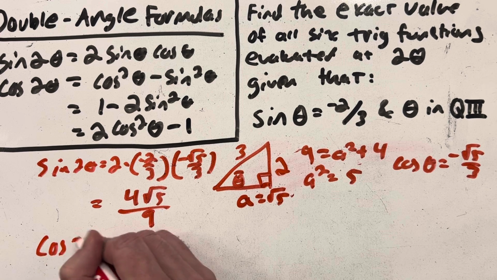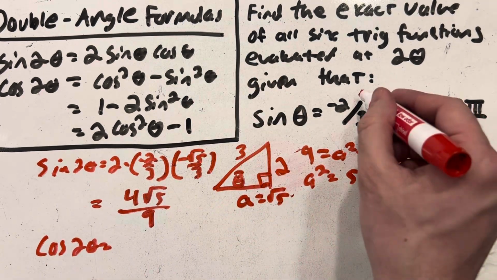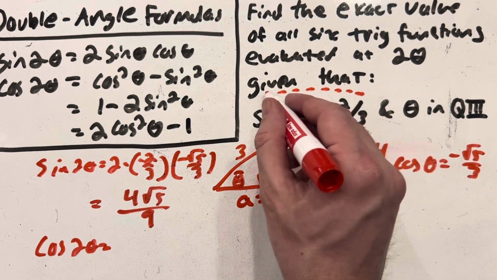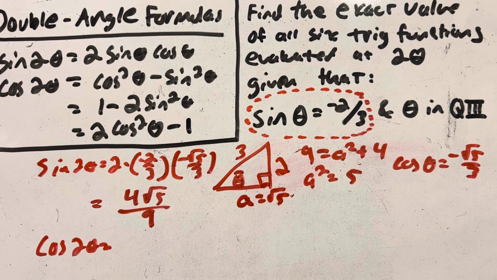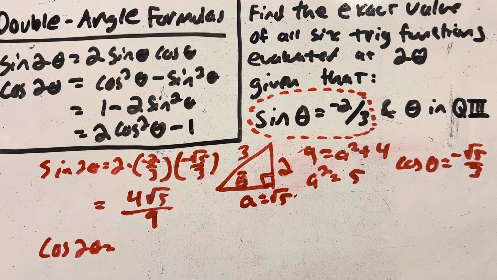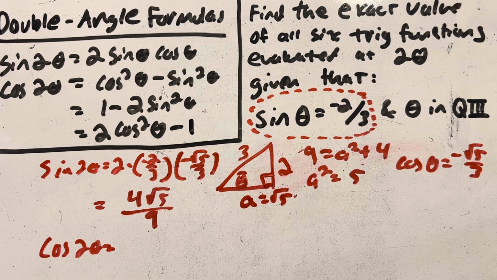All right, cosine of 2 theta. I could use any of these formulas I wanted to, but I'm going to use the one that only makes me use the sine of theta. They'll all give me the same value. And it's a good exercise for you to maybe go through after the video is over and try the other formulas and see that you get the same thing.